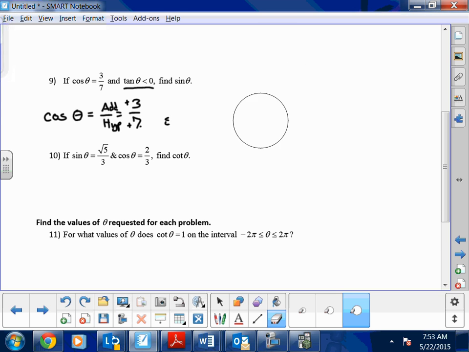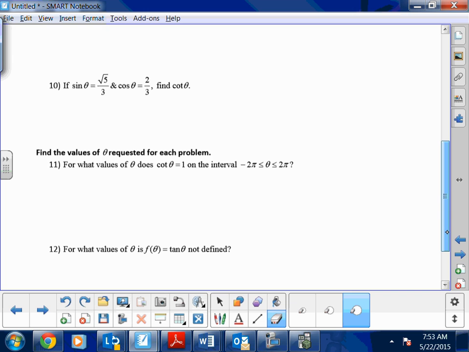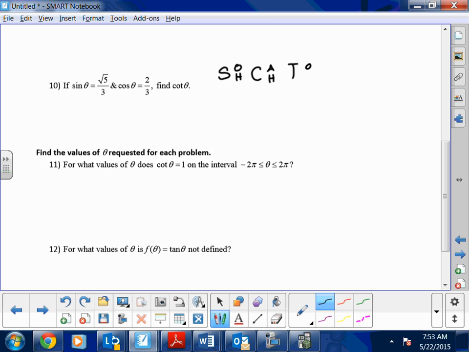Let's see. Okay. Question 10. Let's go back and I'll do this question 10. Sine theta is square root of 5 divided by 3, and cosine theta is 2 divided by 3. Find the cotangent of theta. So again, this is just using the manipulation of SOH CAH TOA. And the manipulation of SOH CAH TOA just means that we're going to know which parts we've been given so far.